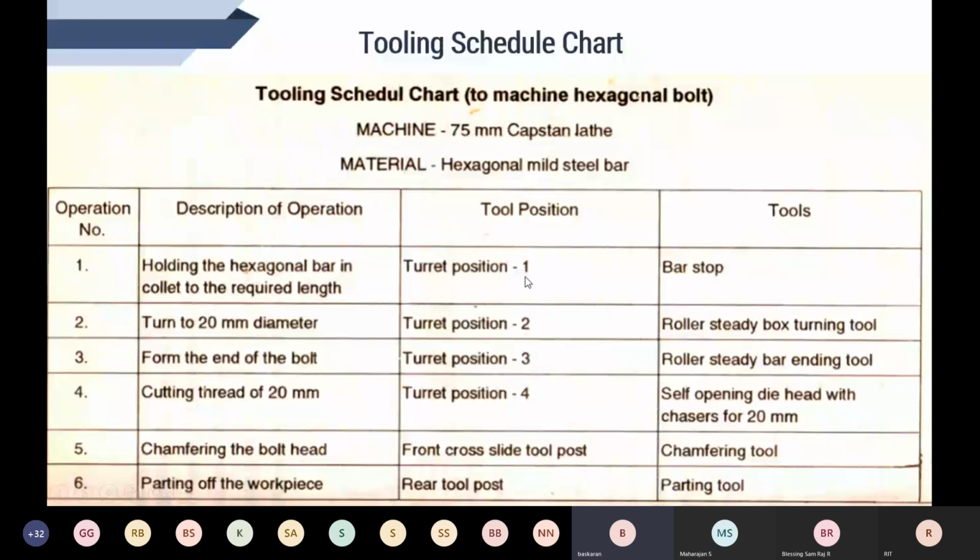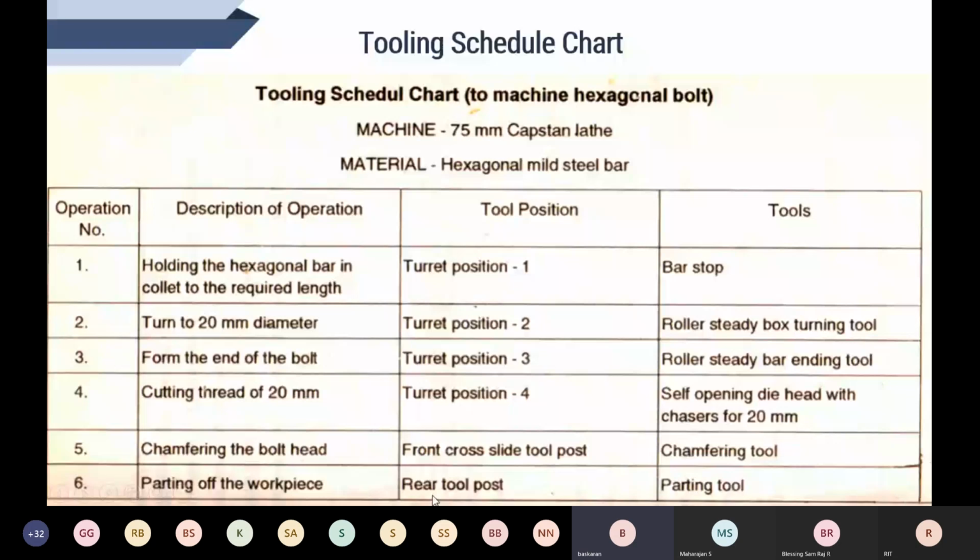For tool position 1, a bar stop is there. Turret position 2, the roller steady box and turret turning tool. Turret position 3, the roller steady bar and ending tool. What is the role of that? To form the end of the bolt. And turret position 4, the self-opening die head with a chaser of 20 mm. Cutting a thread of 20 mm is the role of the tool. And then the front cross-slide tool post for the chamfering operation, and the rear tool post for parting of the workpiece. These are all the work layout.